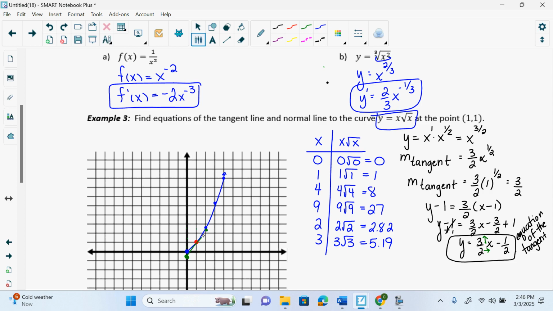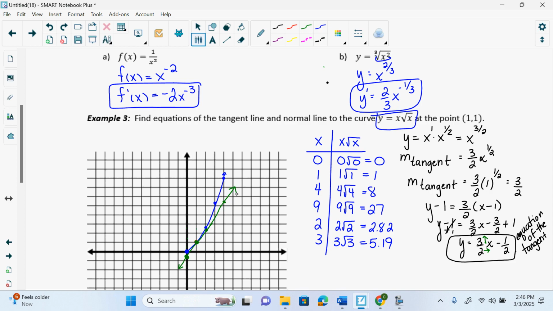And when I connect those, where do they go through? 1, 1. So you draw your y-intercept of negative a half, then go up 3, right 2, up 3, right 2, and it's going to end up going through here too. And you're going to get your tangent.